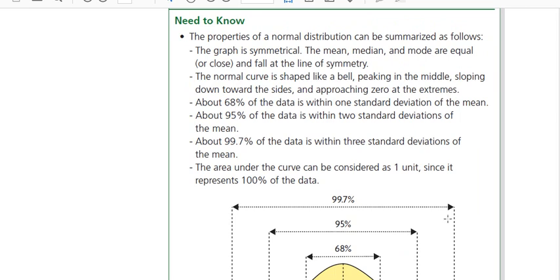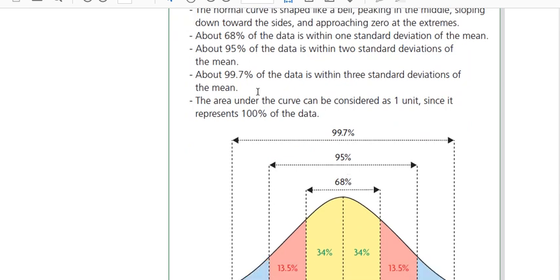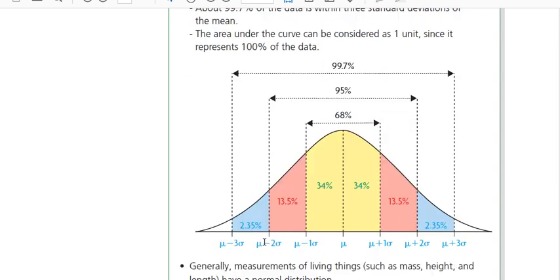Approaching zero is not exactly equal to zero, but about 68% of the data is within one standard deviation. 95% is within two standard deviations of the mean, and again 99.7%. 100% of the data would be represented on the table. This would be considered to be 100% would fall under here.